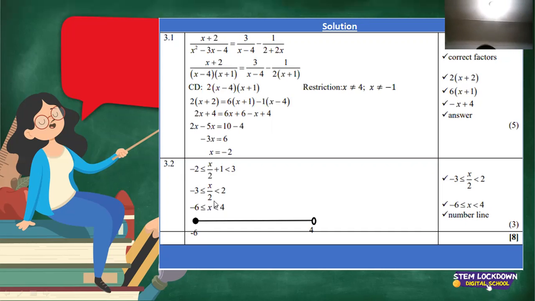The circle will be shaded because x is greater than or equal to negative 6. So with that, we get our point here. We're going to have from minus 6 to 4. So our values of x are between negative 6 and positive 4.